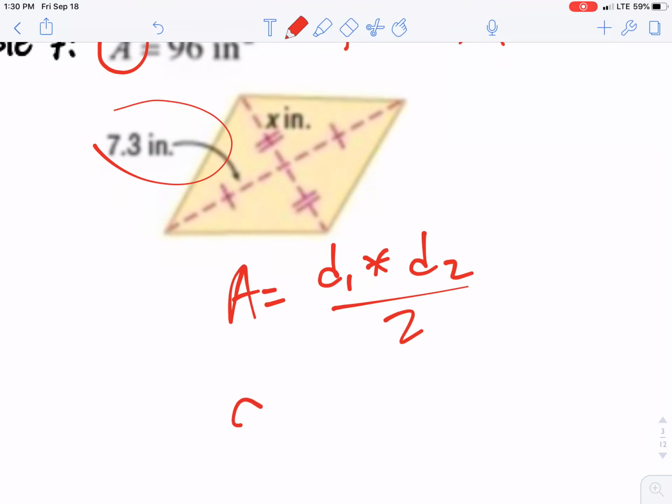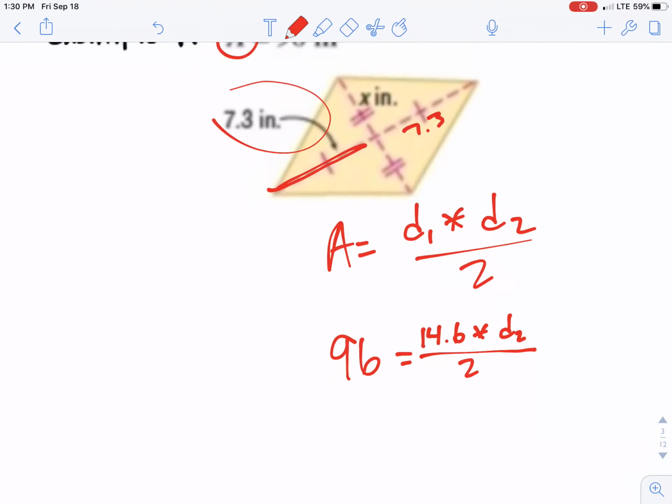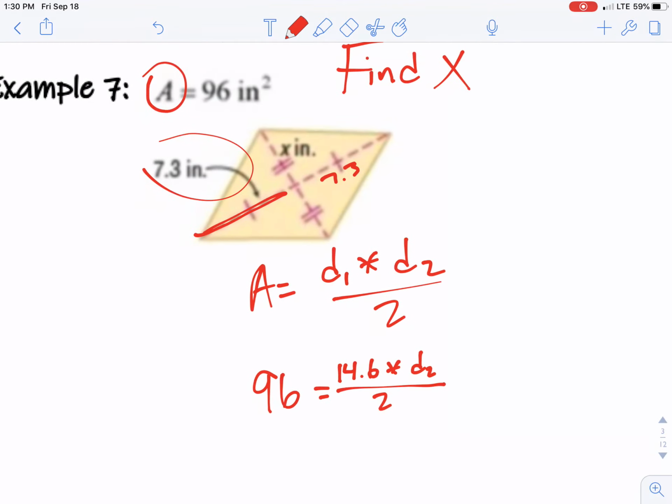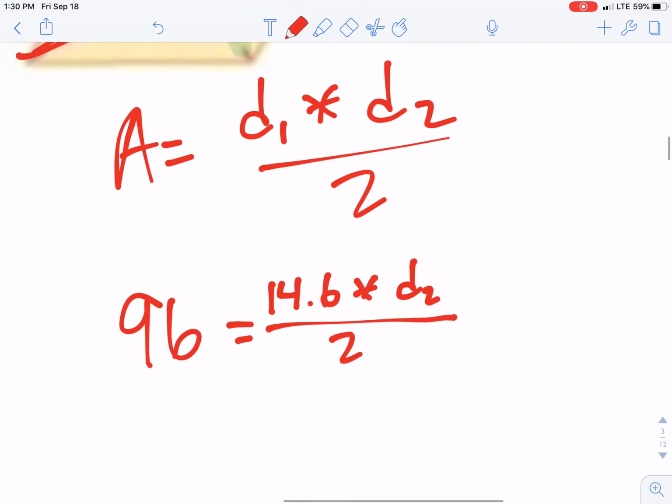We know the area is 96. We know part of the diagonal, from here to here, is 7.3 and has that tick mark, so that means this side is 7.3, making the whole total of the diagonal 14.6. We don't know the other diagonal, okay? But what we do know is if we find it out, we can chop it in half and then we get x. So now it's just taking a hold of our algebra skills here.